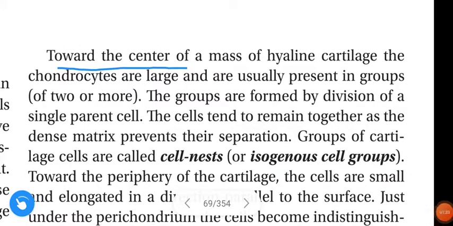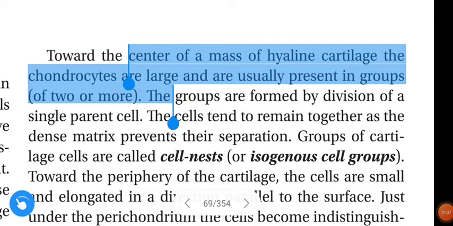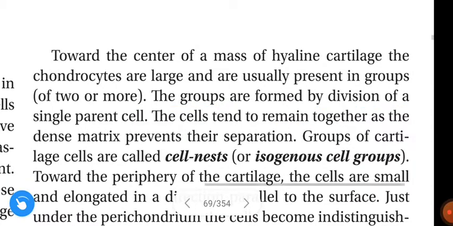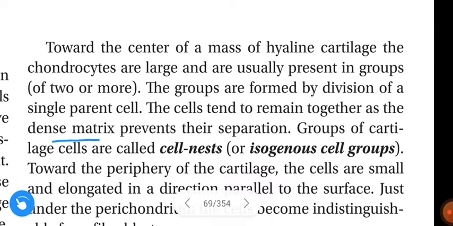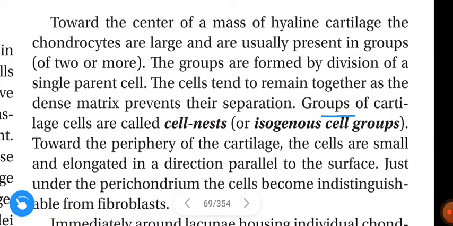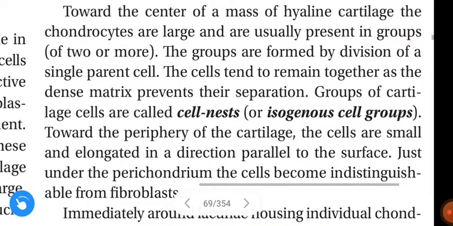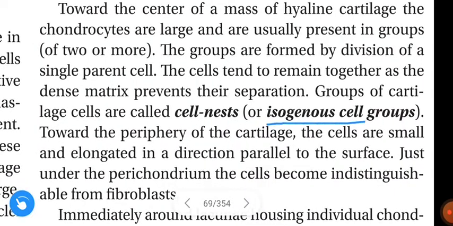Toward the center of a mass of hyaline cartilage, the chondrocytes are large and are usually present in groups. The groups are formed by the division of a single parent cell. The cells tend to remain together as the denser matrix prevents their separation. The group of cartilage cells is called a cell nest. See here, guys, the group of cartilage cells is called a cell nest. We also call this isogenous cell groups.